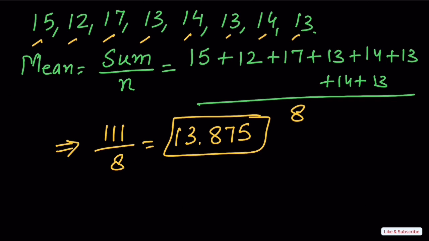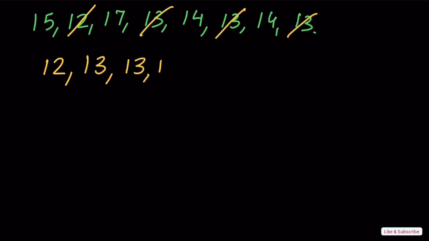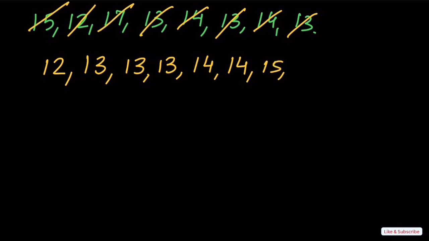Now, how to find the median? To find the median, we need to arrange the data in an order. So let's arrange the data in an order. The smallest number in the data is 12. After 12, we have 13, 13, 13, 3 times. After that, we have 14 twice. After that, we have 15. And after that, we have 17.